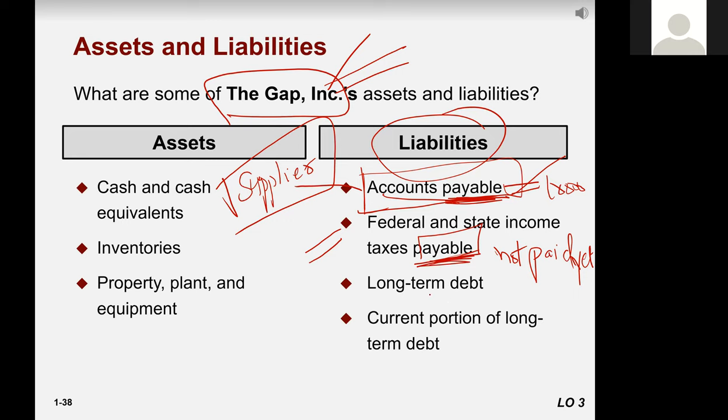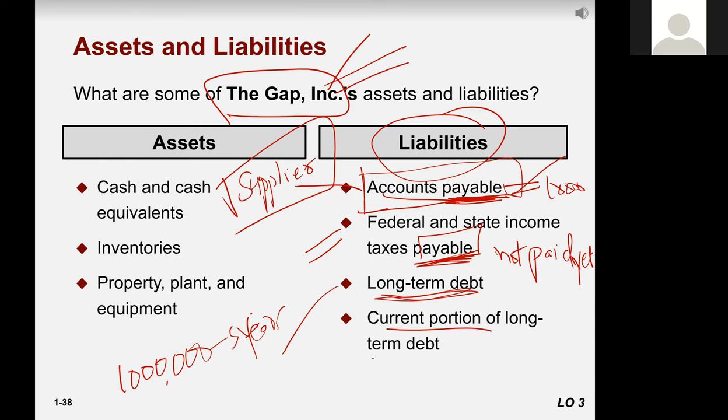Similarly, long-term debt, you have a loan for more than 1 year. So we call this long-term debt. So you take a loan from the bank, $1 million. You will pay in 5 years.